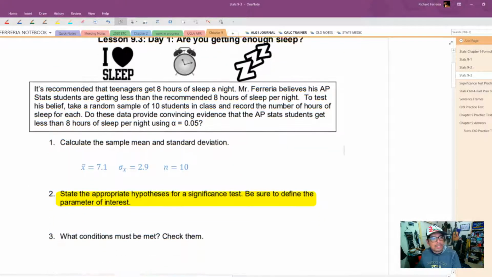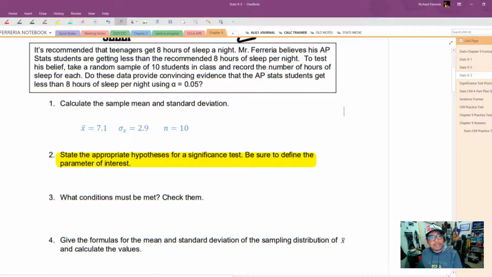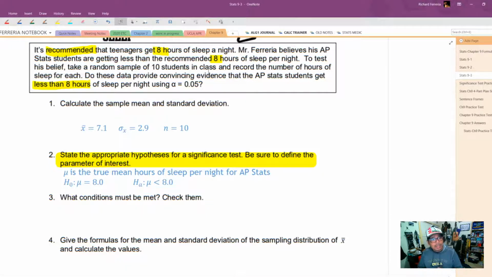Okay, for question 2, we're supposed to state appropriate hypotheses for the significance test, and then to define the parameter. Since we're talking about a mean, an average, the parameter that we use is going to be mu. So mu is the true mean hours of sleep per night for AP Stats. For the hypotheses, we're looking at H naught: mu equals 8, and alternatively, mu is less than 8.